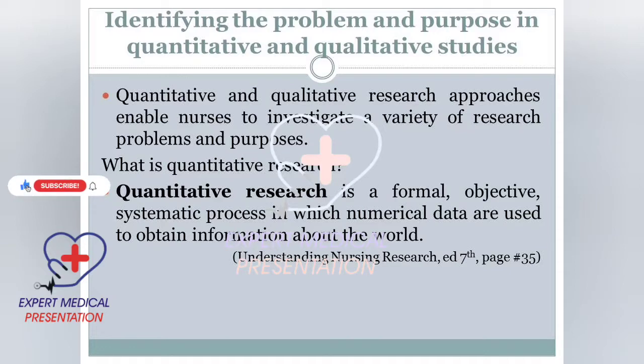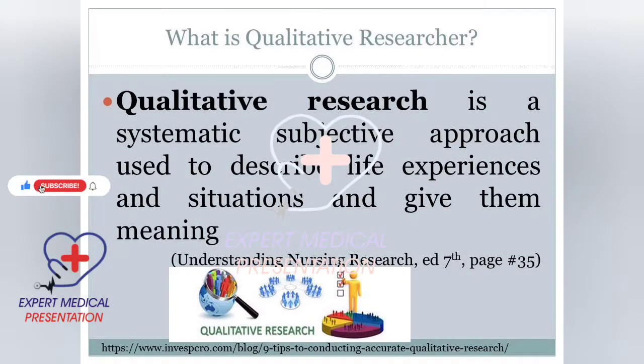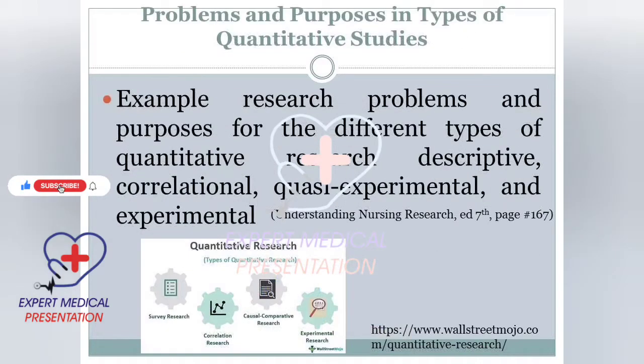What is quantitative research? Quantitative research is a formal, objective, systematic process in which numerical data are used to obtain information about the world. Understanding Nursing Research, 7th ed., page 35. What is qualitative research? Qualitative research is a systematic subjective approach used to describe life experiences and situations and give them meaning. Understanding Nursing Research, 7th ed., page 35.